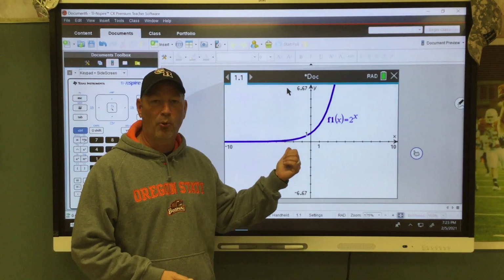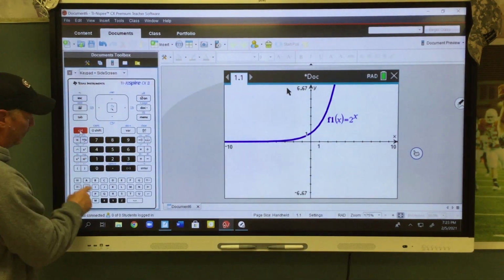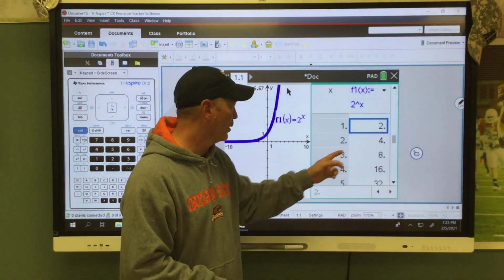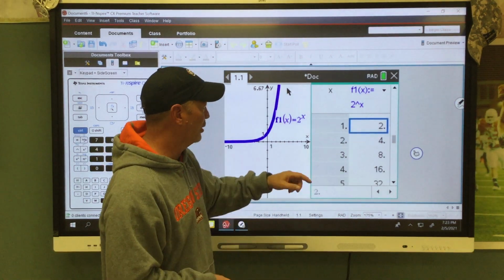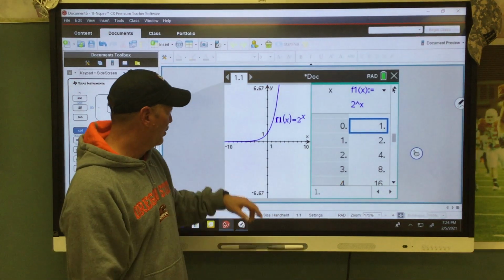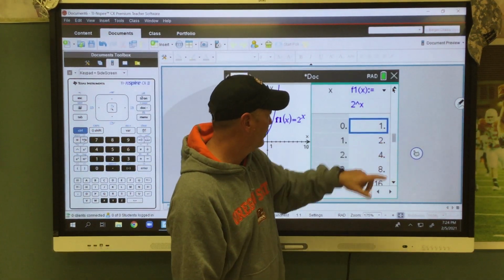Real quick, let's go get some points. We'll graph it on the other page. So we're going to say Control T and see if we can find some points. We got 1, 2, 2, 4, 3, 8. 1, 2, we'll just start right there. Let's go up here. We'll start with 0, 1. So I have x is 0, y is 1. Let's see if I can go any smaller.